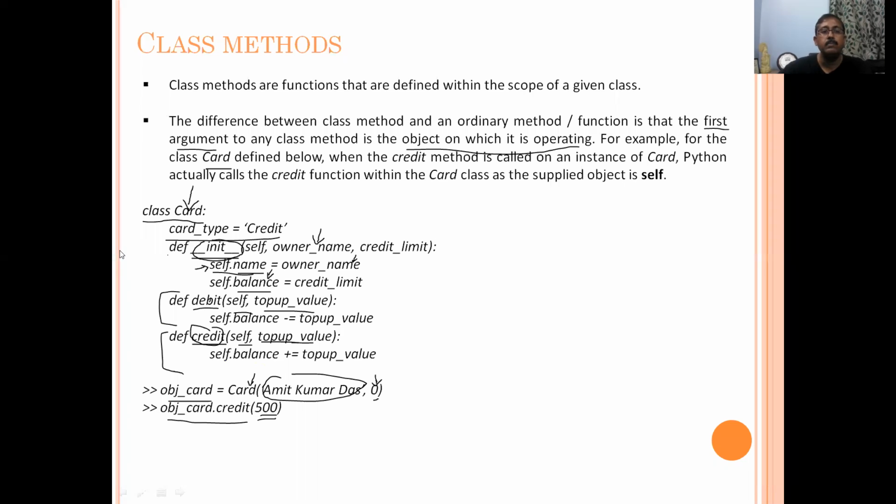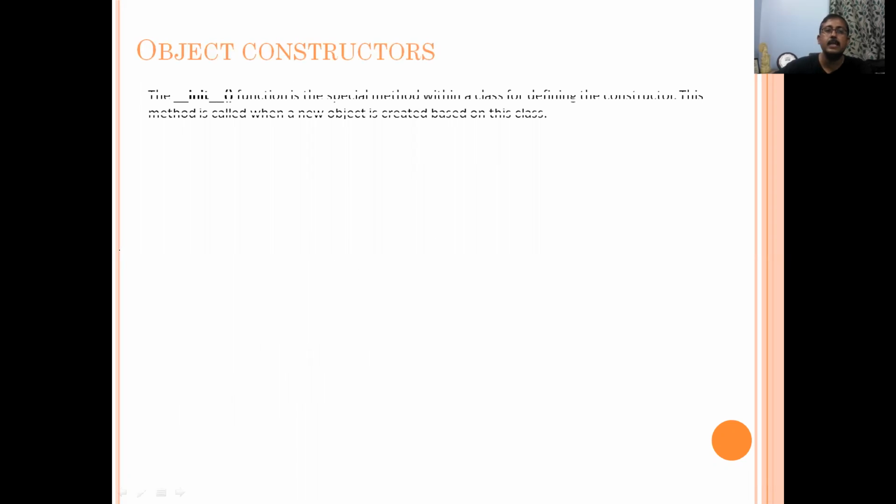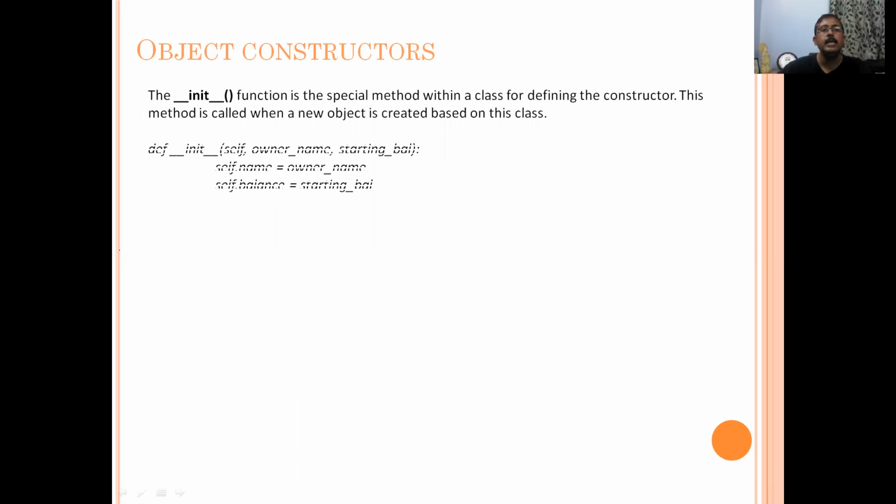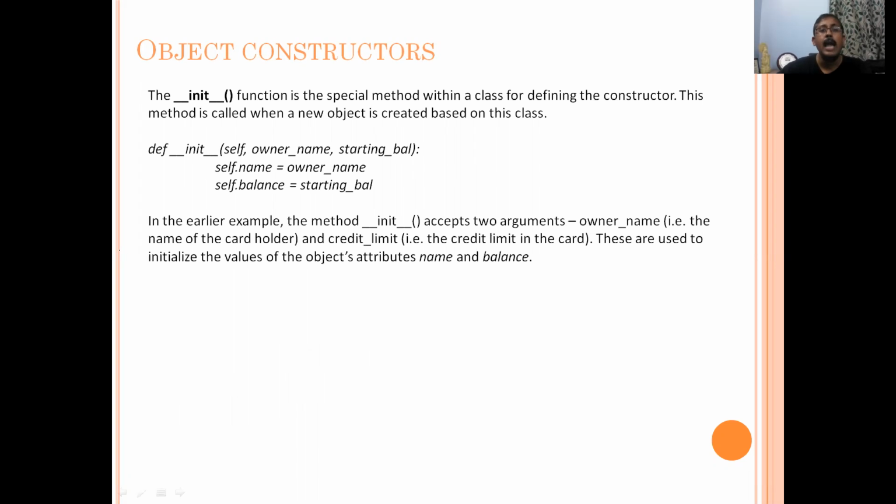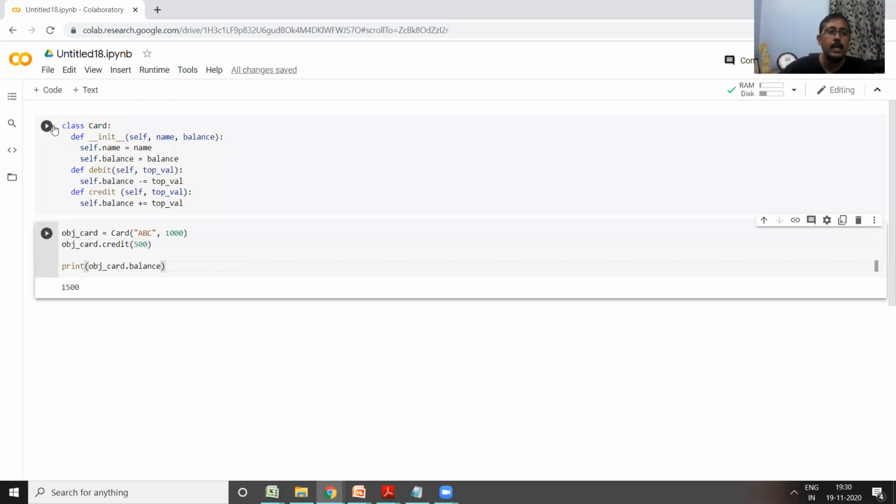Now, basically constructors: we have just seen that init is the function where we can have all the activities which we want to set as a construction. I mean, when we construct the object, whatever activities we want to do. So we have seen how we can instantiate, or rather initialize, the name and the balance when we create the object, right?